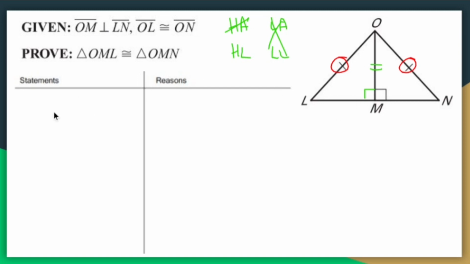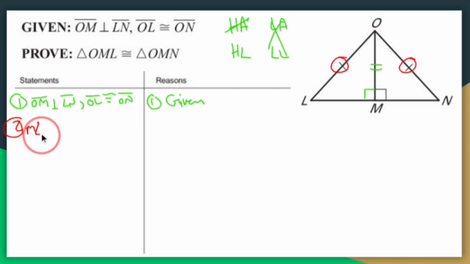So let's go through all the steps. Step number one is the fact that OM is perpendicular to LN and OL is congruent to ON. That's my given. Always start out with the given. Step two is that angle OML is equal, or well, they are equal, but let's do the right angle stuff. OML and OMN both measure out to 90 degrees.